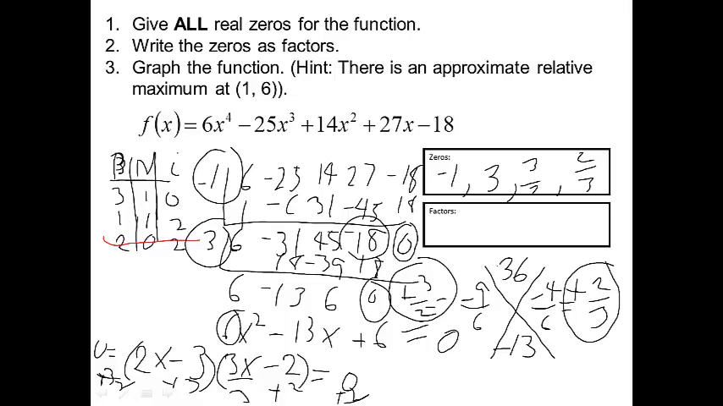Okay, so your factors are going to be f of x is equal to x plus 1, x minus 3, x, or actually 2x minus 3, like I had down here, and then the last one will be 3x minus 2. Okay, I wish I had my tablet here. That would have been much neater. So those are my zeros, those are my factors.